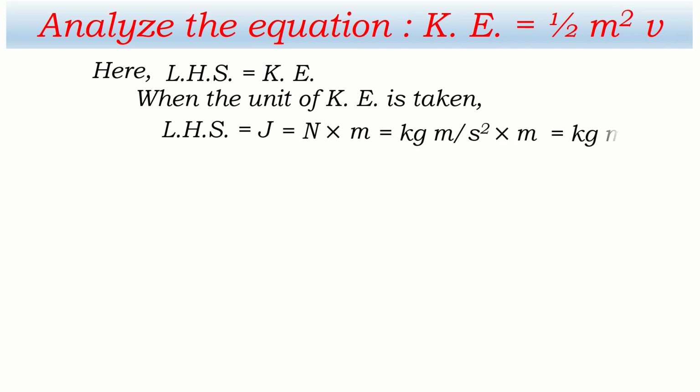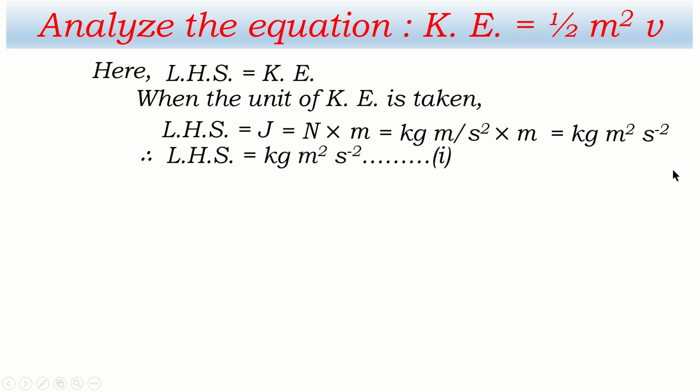And it is kg meter square second to the power minus 2. This meter and meter multiplies and it is in numerator, and second square is in denominator. That's why it is taken to numerator and power is negative. Okay, now we can say that therefore left hand side is kg meter square second to the power minus 2. This is equation number 1. Now we have to go through right hand side. Right hand side is half m square v, as given here. So I am writing the same.